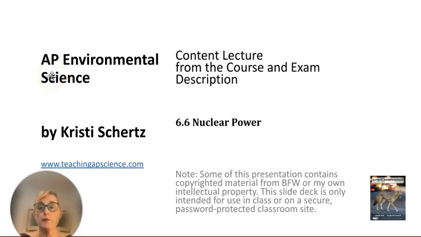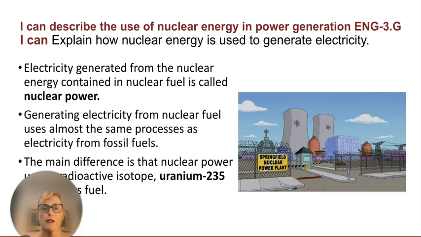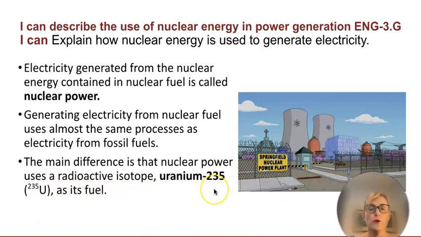This is topic 6.6, nuclear power for AP Environmental Science. Now at the top we have our learning targets, which we can also call learning goals or learning objectives. So the first one here that has the symbol at the end, the ENG, is the one from the course and exam description published by the College Board. The second learning target is a more specific learning target.